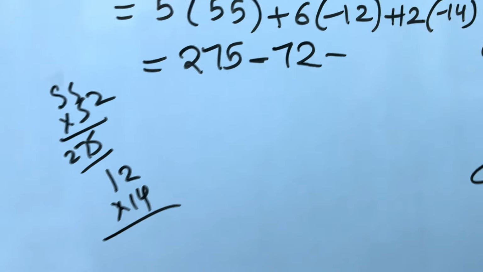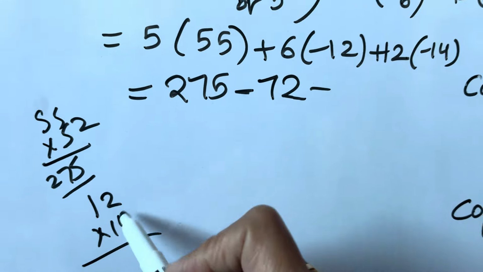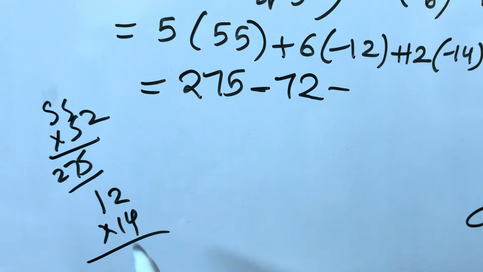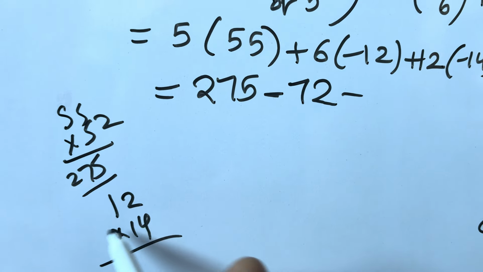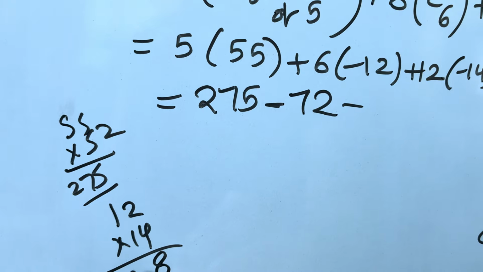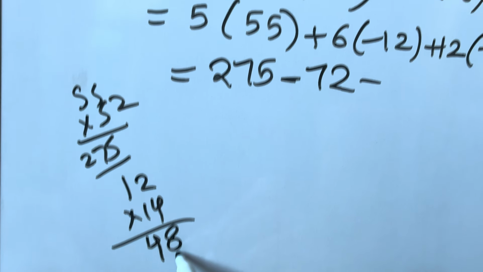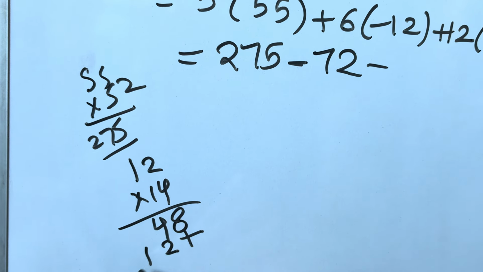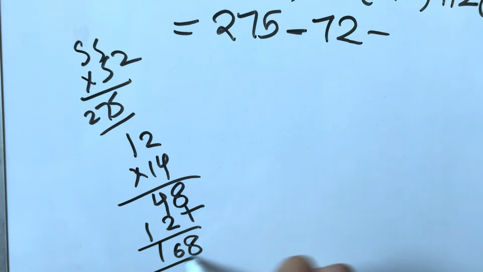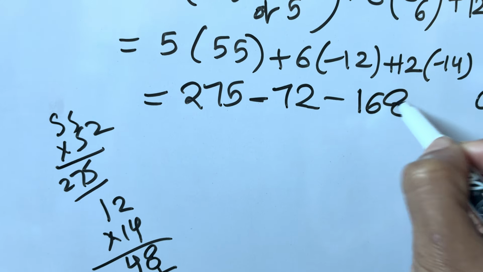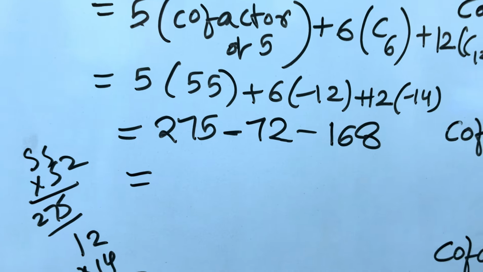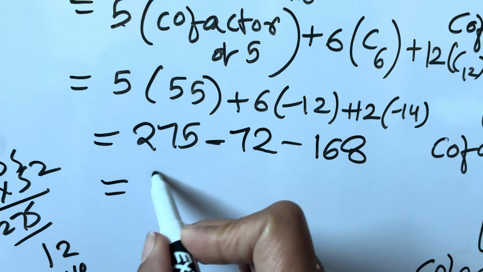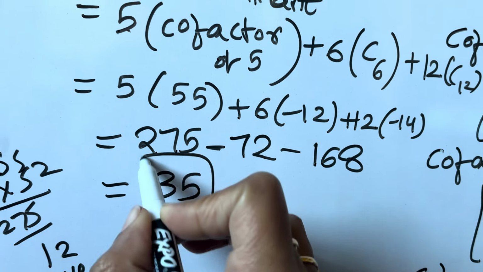So for doing 2 by 2 multiplication, we need to take each digit of the second element and multiply with all the digits of the first element. So I'm taking 4 and multiplying with 2, I get 8, and 4 multiplied with 1, I get 4, and I'm adding. And I'm multiplying my next element 1 with 2 and 1 with 1. I'm getting 168, so I'm writing it down here. So when you simplify everything, 275 minus 72 minus 168, finally you'll be getting the determinant as 35.